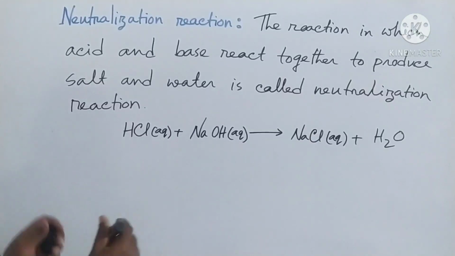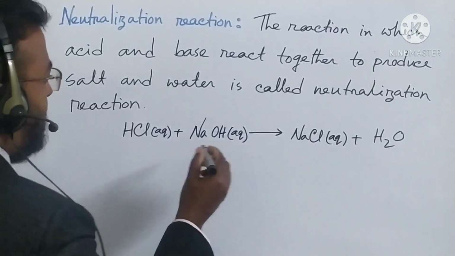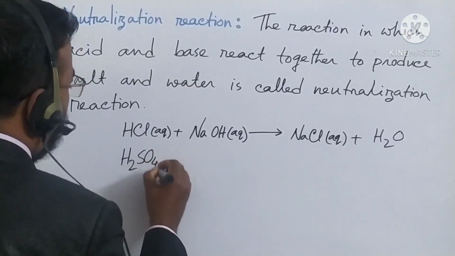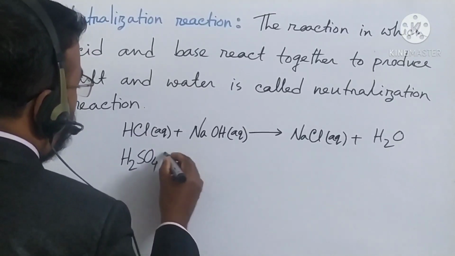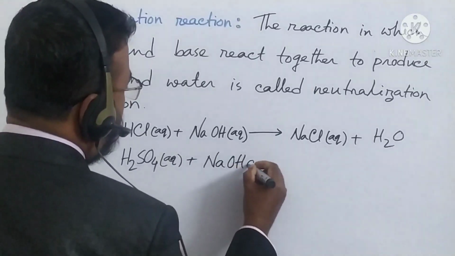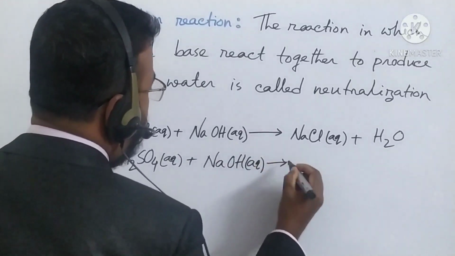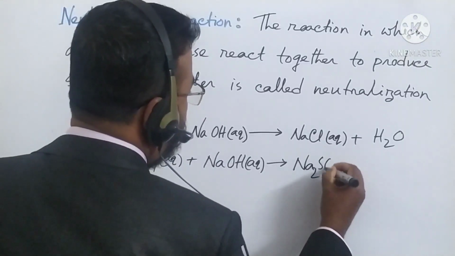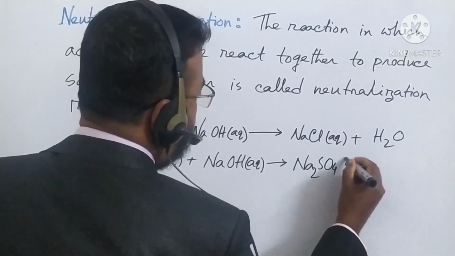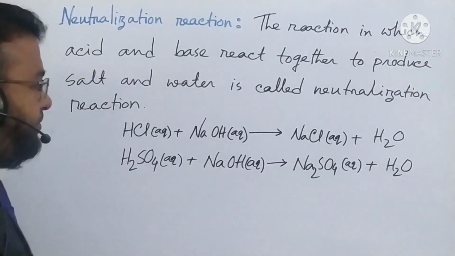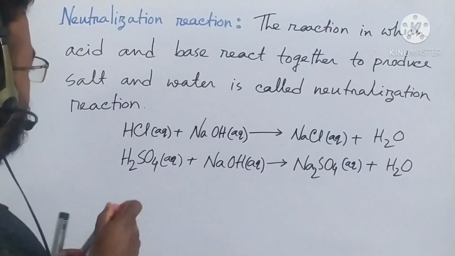Okay, now another example I am giving. If I give here H2SO4, let it be aqueous, then if it reacts with sodium hydroxide, then what will be? It will be sodium sulfate plus water.